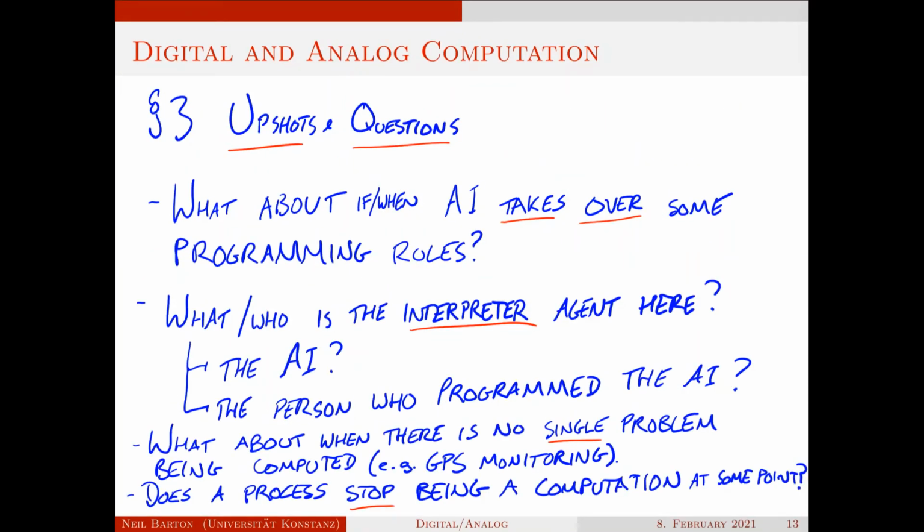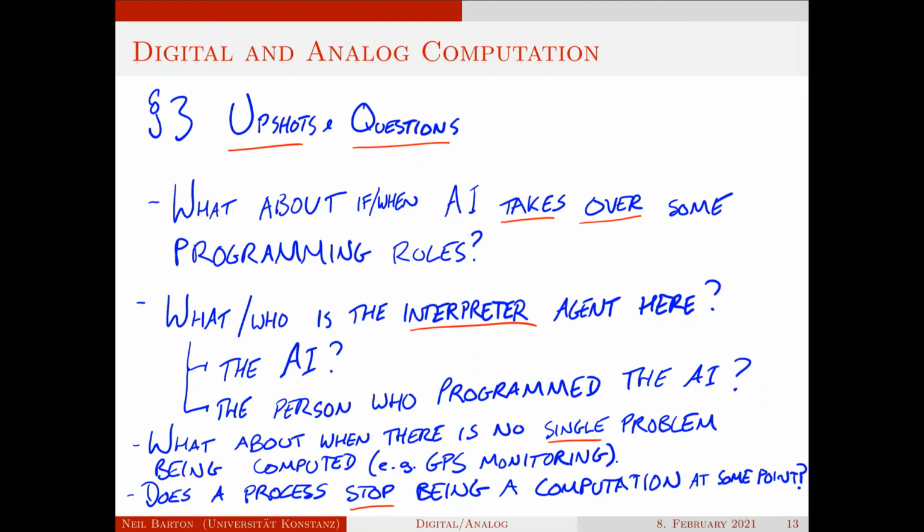So here are some particular upshots and questions we might raise about this situation, and I'll just present them and leave it for you to think about. Firstly, what about if or when AI takes over some programming roles? It's becoming more and more common that we develop artificial intelligence for doing things that are normally done by people, and perhaps at some point writing serious software will become part of that.